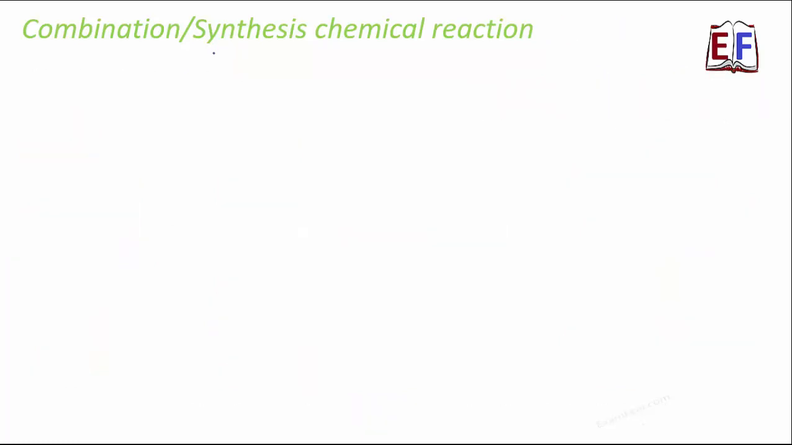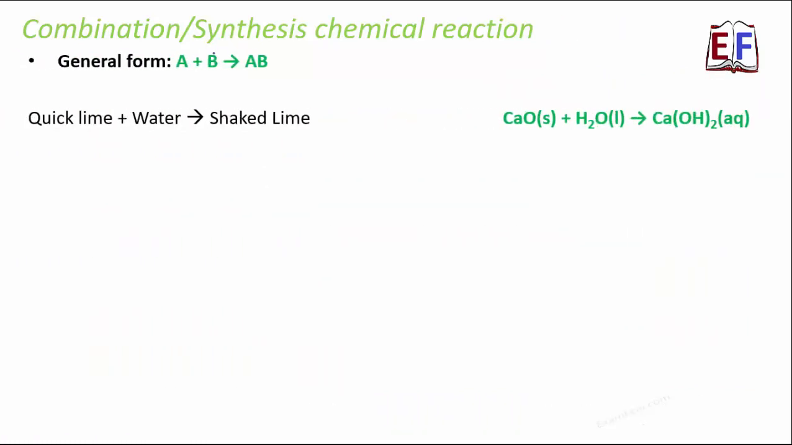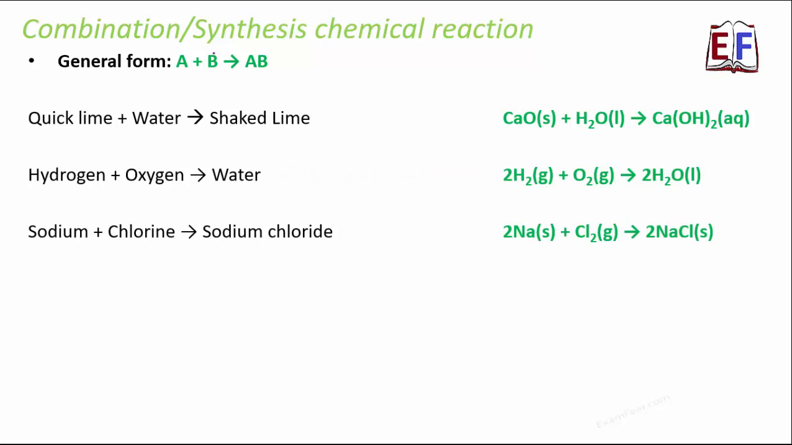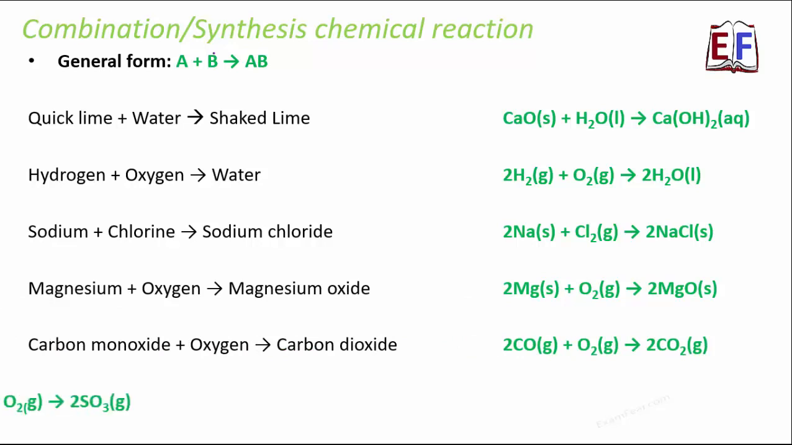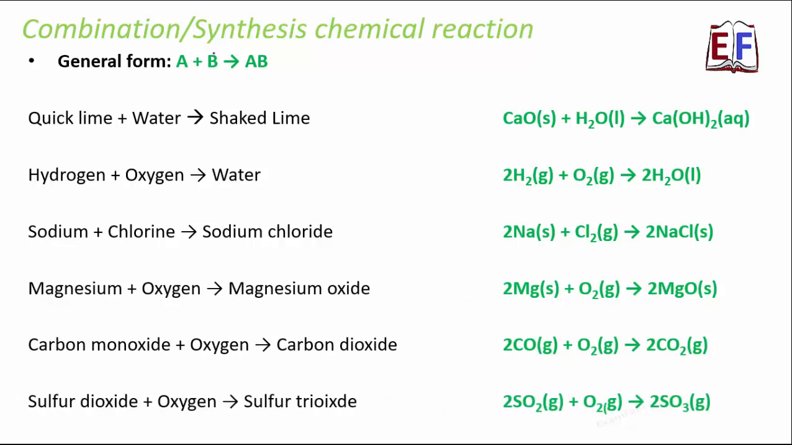Now, some of the examples of combination reactions are quicklime plus water, or hydrogen plus oxygen combining to form water, or sodium plus chlorine to form sodium chloride, or magnesium oxide formation, or carbon dioxide formation, or sulfur trioxide formation. So all these reactions that you see on the screen are all examples of synthesis reaction. Why? Because a new product is being formed. For example, water is formed from hydrogen and oxygen. Similarly, magnesium oxide is formed from magnesium and oxygen. So these are all combination chemical reactions.